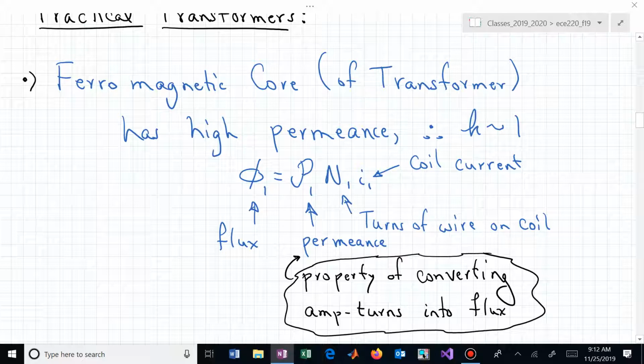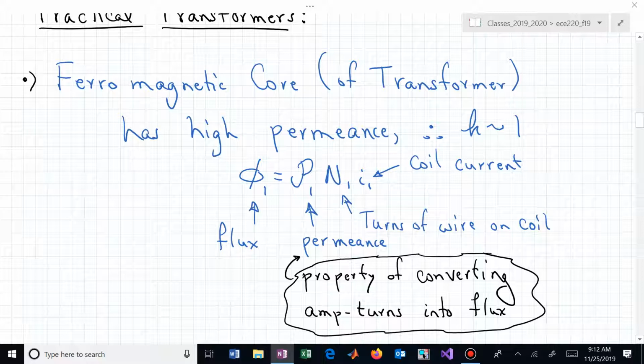Now we are going to worry about the turns on each of these coils. On the primary side, that will be N sub 1. On the secondary side, the number of coils that are wrapped around that core is capital N sub 2. And permeance is just a property of converting N1 I1 or N2 I2, the amp turns quantity, into the flux. And if the permeance is high, then the flux is huge. That's sort of the takeaway.